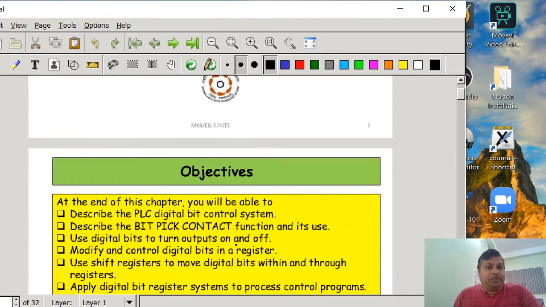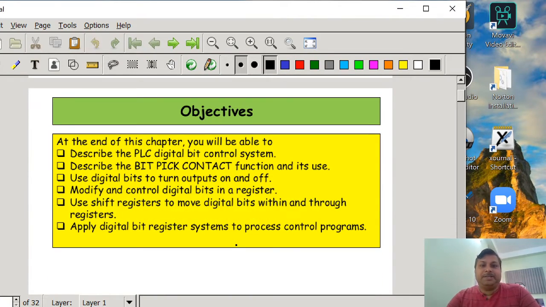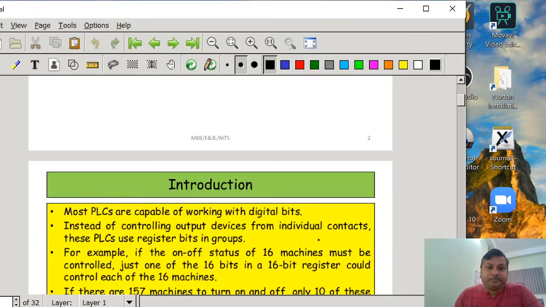And the objectives are, at the end of this chapter, you will be able to describe the PLC digital bit control system, describe the bit pick contact function and its use, use digital bits to turn outputs on and off, modify the control digital bits in a register, use shift registers to move digital bits within and through registers, apply digital bit register system to process control programs.